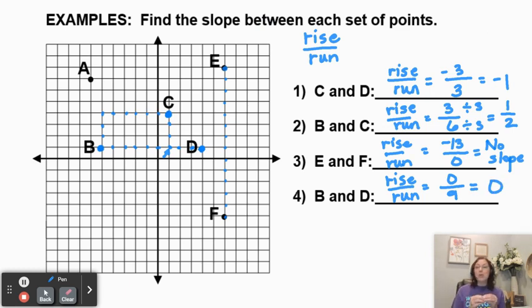So when you're using slope and you're doing rise over run, remember, rising, going up is positive, going down is negative. When you're running, to the right is positive, to the left is negative.